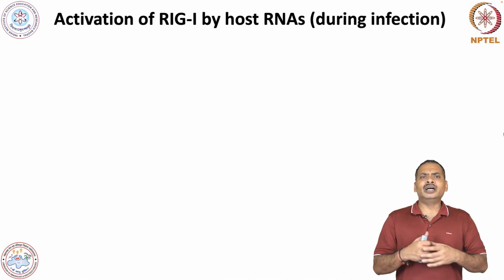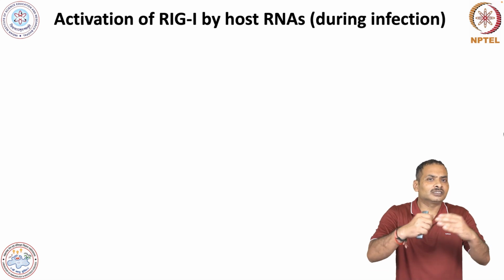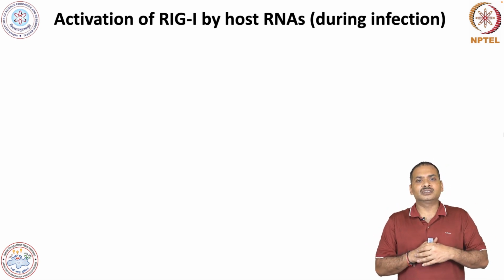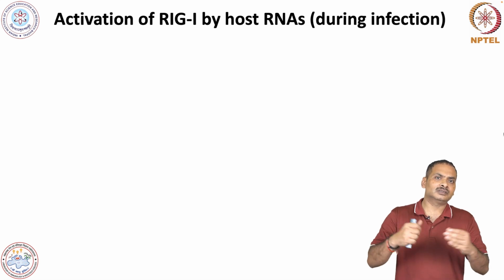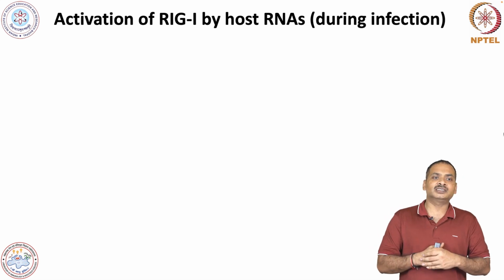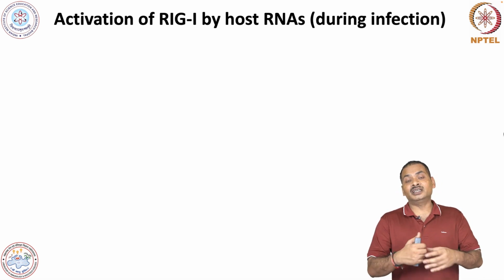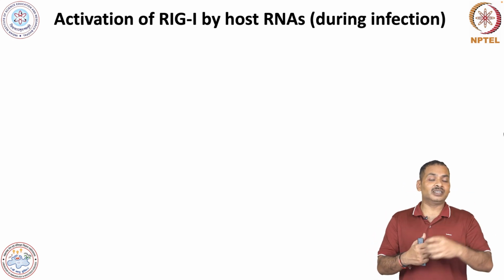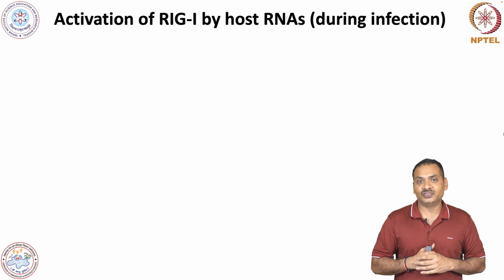Now I will discuss that RIG-I and MDA5 are not only sensing viral origin nucleic acid; they can also be activated by host RNA, and this host RNA which is sensed by RIG-I or MDA5 is activated during the infection.